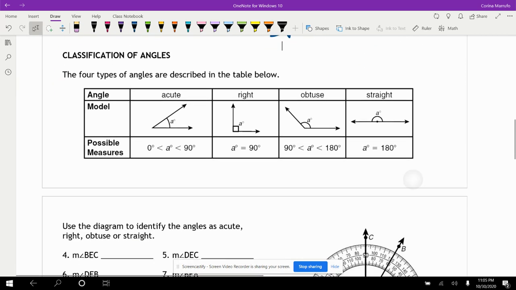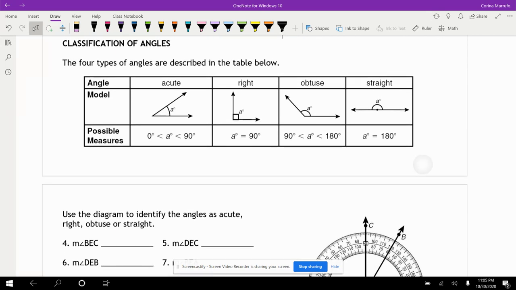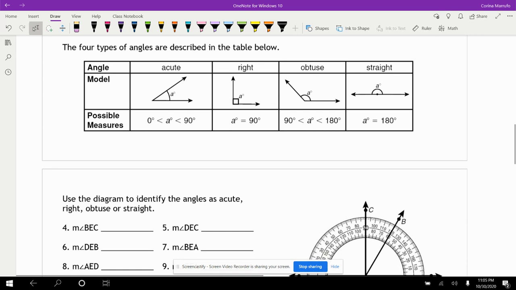Okay. All right. So classification of angles. This is a little review of middle school. It says the 4 types of angles are described in the table below. So acute angles are when it's less than 90 but more than 0, because we do not work with negative angles right now. So this is angle A, an example of an acute angle, less than 90.